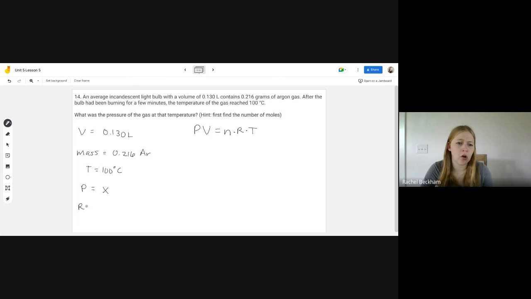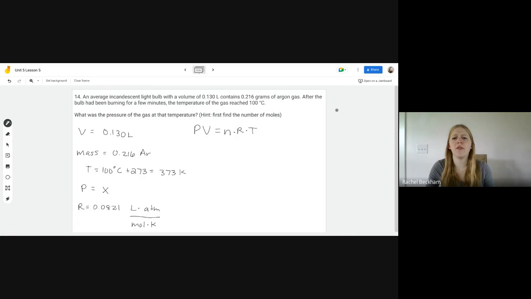And R is always 0.0821. And the units are liters, atmospheres, moles, and Kelvin. Those units are really weird, but it tells us my temperature needs to be in Kelvin. Let's go ahead and add 273 to that. My volume is already in liters, so that's good. And my mass needs to be in moles. So for Ar, let's see.